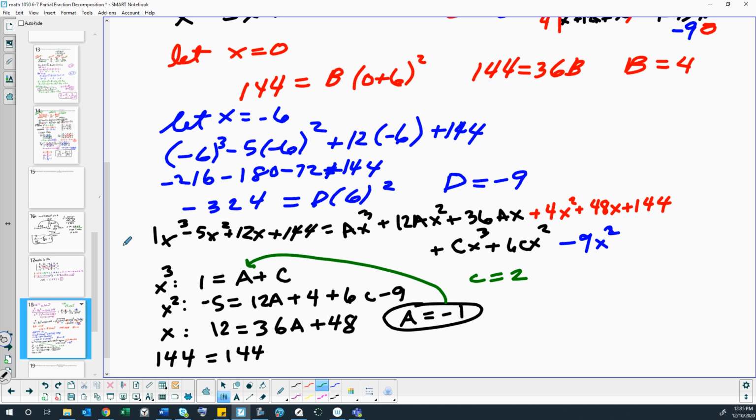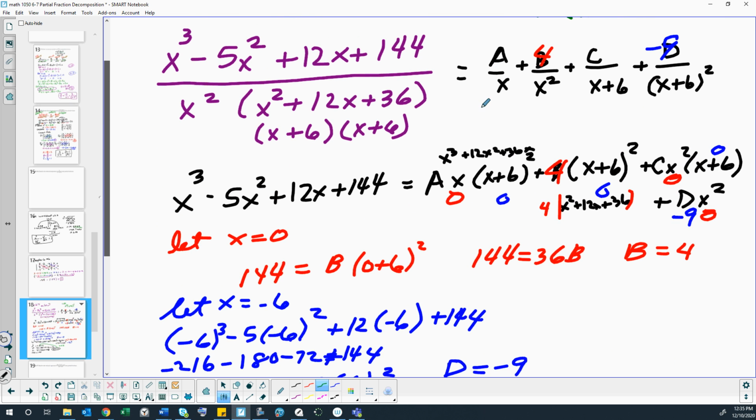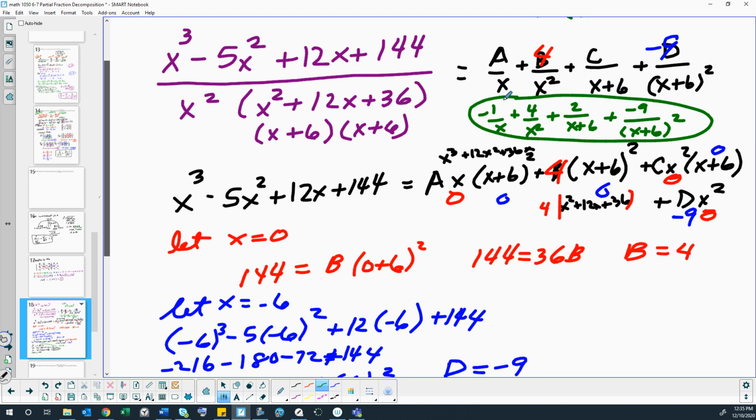I think we're done. So we have -1 over x plus 4 over x squared plus 2 over x plus 6 plus d was -9, so -9 over x plus 6 squared. Ta-da! That was a monster problem.